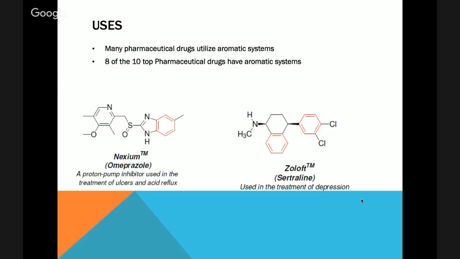So here are two examples. Here we have Nexium, which is a proton pump inhibitor used in the treatment of ulcers and acid reflux. So if you have a stomach ulcer, you take Nexium, and it helps repair your body. It just becomes a part of the system itself. And also here we have Zoloft, which is used in the treatment of depression. It's a neurological drug, so it reacts within your brain to create a better system to hopefully relieve your depression. And as you can see, both of them have benzene rings that are aromatic.